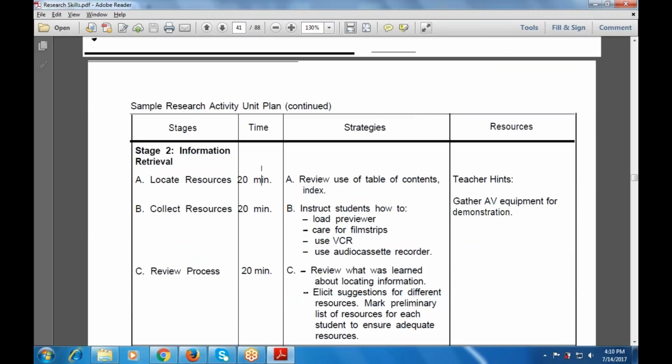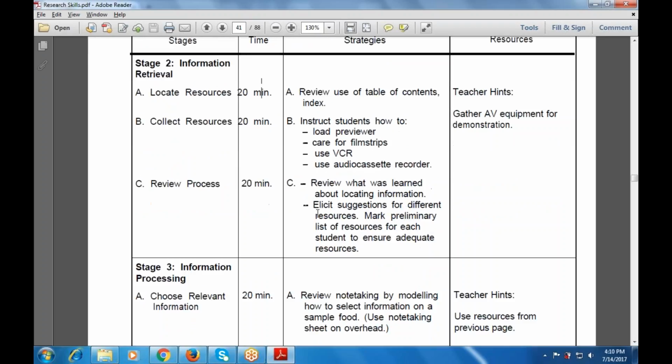What are the various strategies that are followed? Review the use of tables of contents and text, then resources, teacher input, which includes the AV equipment for demonstration. Then collect resources, which is also used for 20 minutes. Instruct the students how to load the preview, how to care for film strips, how to use the VCR, how to use the audio cassette recorders. That's collecting resources. Then C is the review process. That includes reviewing what has been learned about locating information, eliciting suggestions for different resources, and marking a preliminary list of the resources for each student to ensure adequate resources.